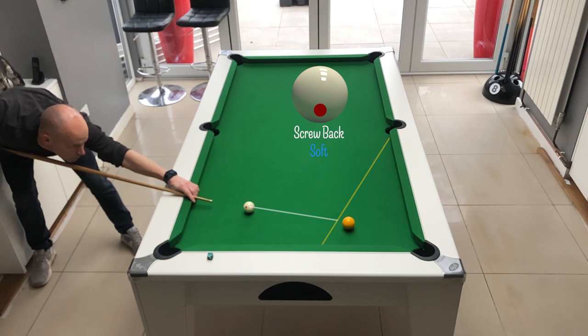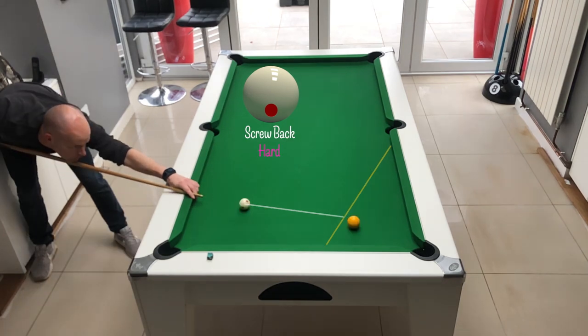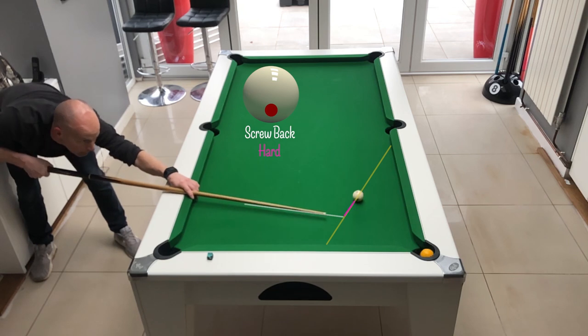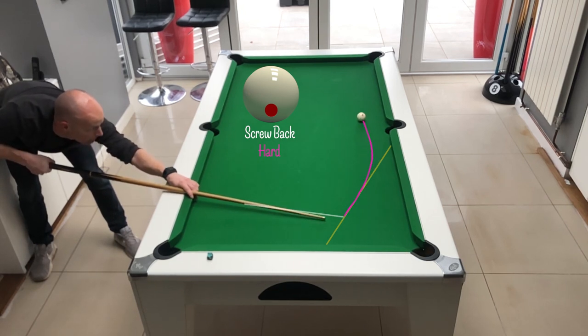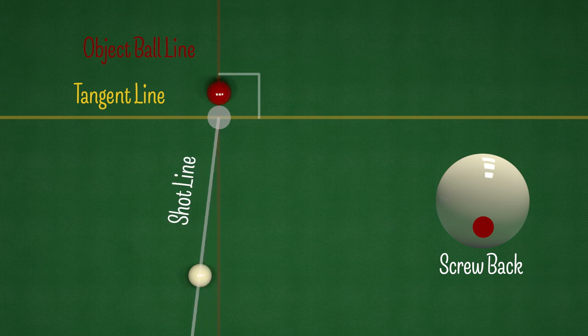When the shot is played softly, the arc can be quite sharp and short-lived. However, when played with pace, the arc can be very wide, as we see in this example. So how do we go about working out what the path of the cue ball will be? If the cue ball strikes the object ball in a dead straight line, then the cue ball will pull straight back. As soon as we introduce an angle, then the tangent line comes into play.